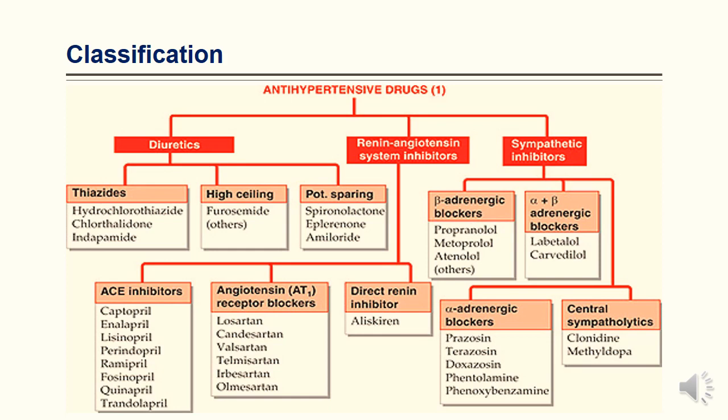First we will discuss diuretics. Diuretics are further classified into thiazides, high ceiling diuretics, and potassium sparing diuretics. Examples of thiazides are hydrochlorothiazide, chlorthalidone, and indapamide. High ceiling diuretics are such as furosemide, and potassium sparing diuretics are such as spironolactone, eplerenone, and amiloride.